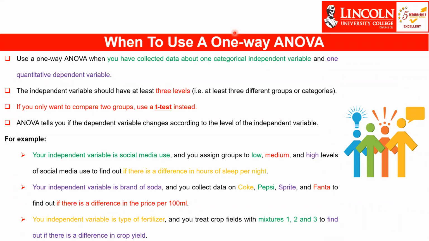For example, your independent variable is social media use, and you assign groups to low, medium, and high levels of social media use to find out if there is a difference in hours of sleep per night. Or your independent variable is brand of soda. This is another example. And you collected data on Coke, Pepsi, Sprite, and Fanta to find out if there's a difference in the price per 100 milligram.